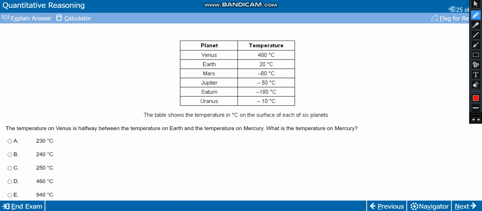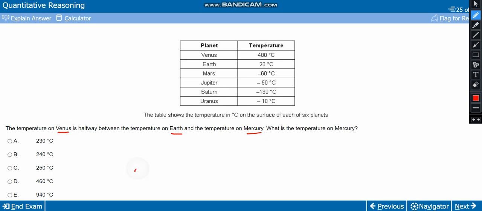Here we're given a table showing the temperatures on the surface of each of these 6 planets. We're told that the temperature on Venus is halfway between the temperature on Earth and the temperature on Mercury. We're asked to find the temperature on Mercury. So, how do we calculate this?